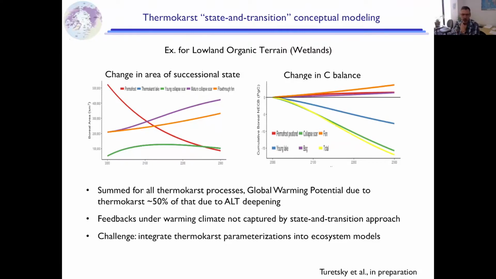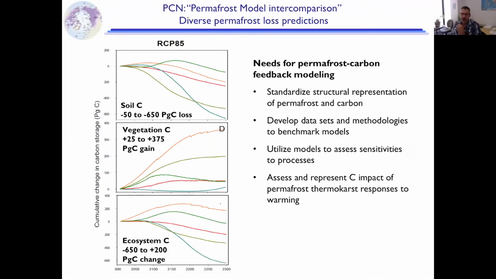And feedbacks under warming climate are not captured by our state transition approach, which suggests that one of our big challenges is to integrate these thermokarst parameterizations into ecosystem models. And that's going to be a really big and challenging job. So I'm going to finish there, just put up this slide, which also serves as my summary slide. And I think I can turn it over to Charlie.